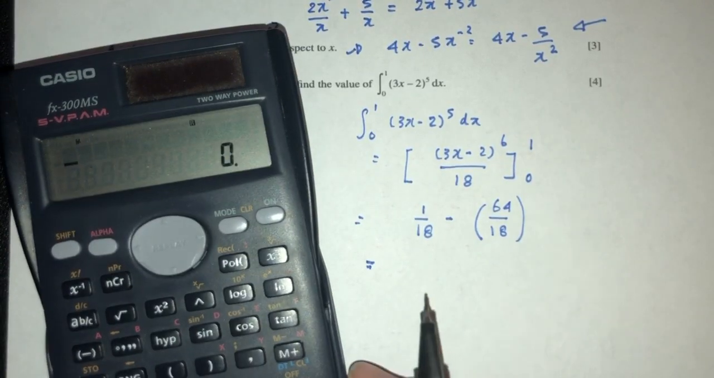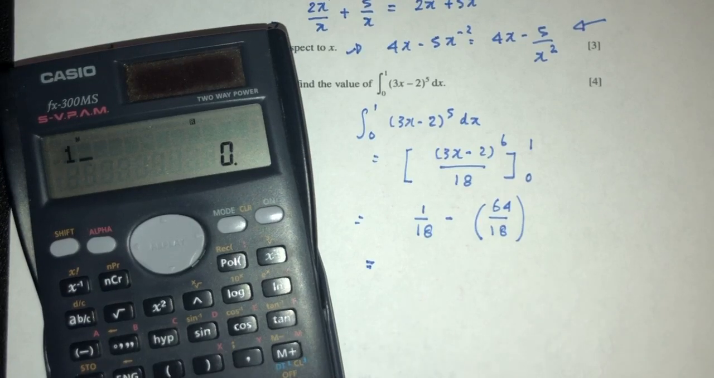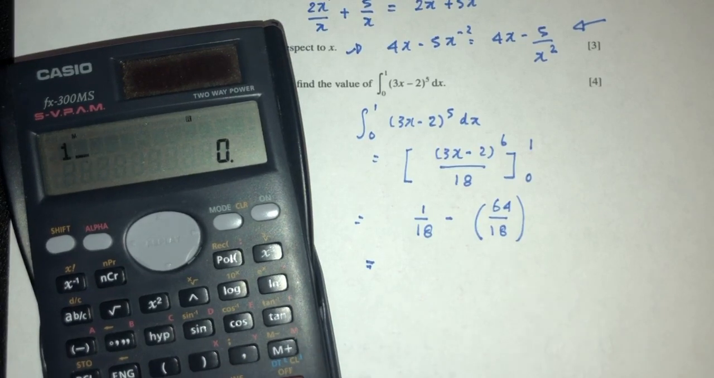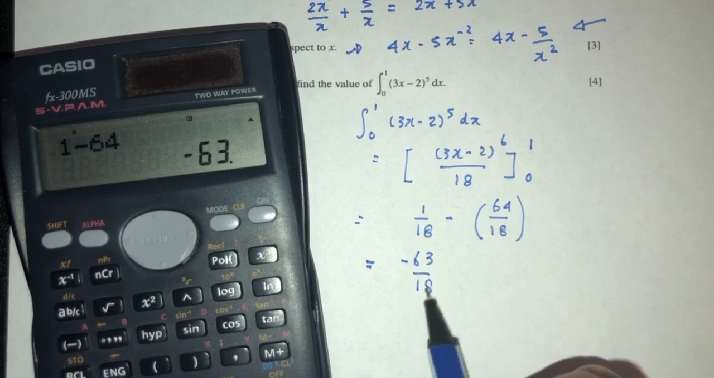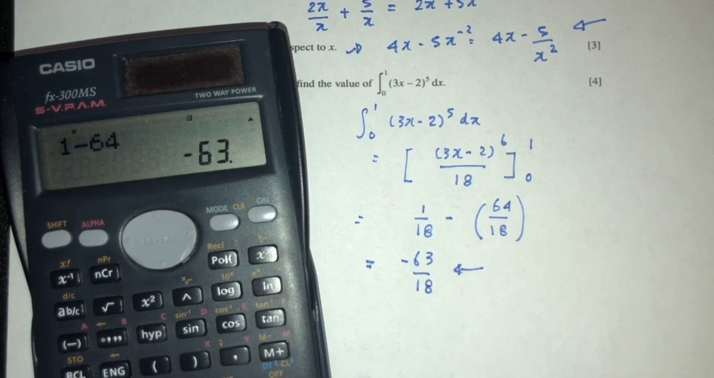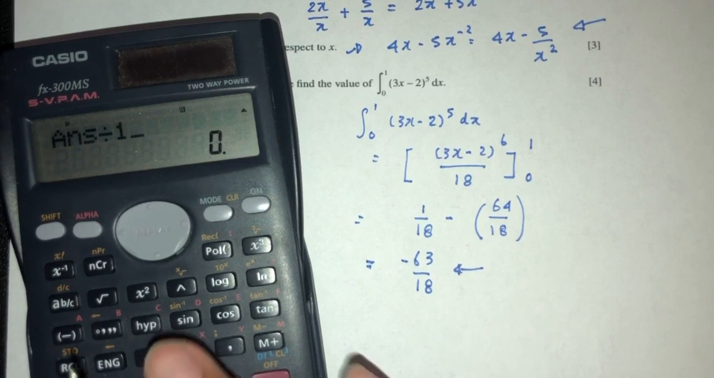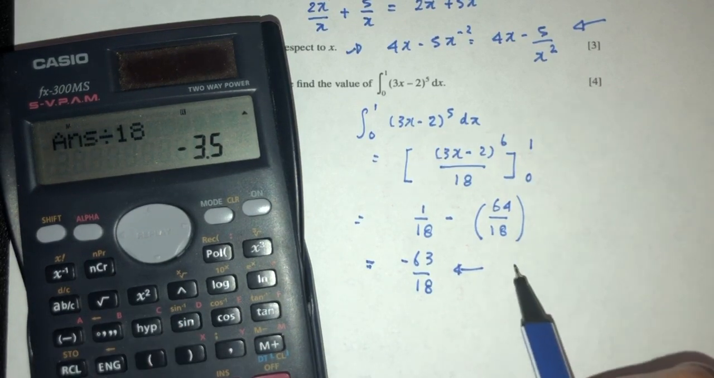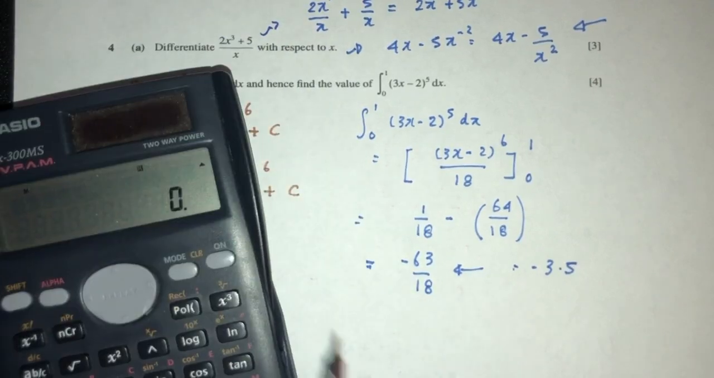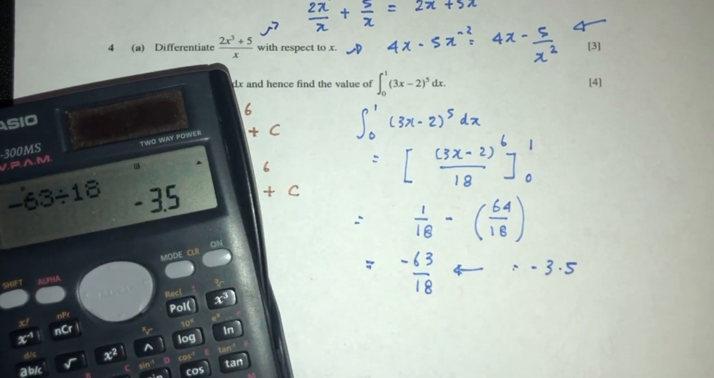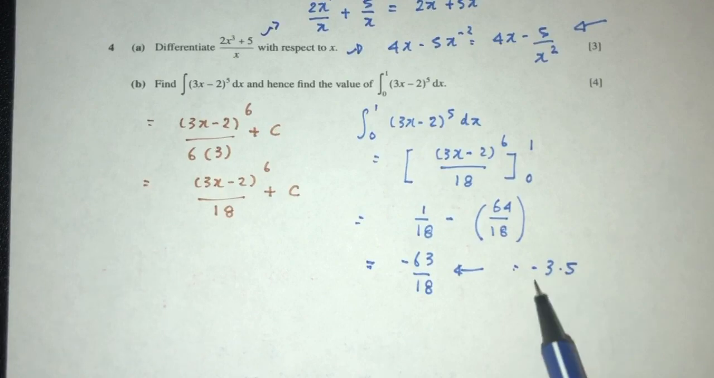So here we have, let's see, what does that give us? We have 1 minus 64 minus 63 over 18. And of course, simplify, answer divided by 18, that should be minus 3.5. Okay, so let's check. Minus 63 divided by 18 should be minus 3.5. Okay, so that will be your answer for part B of your question.